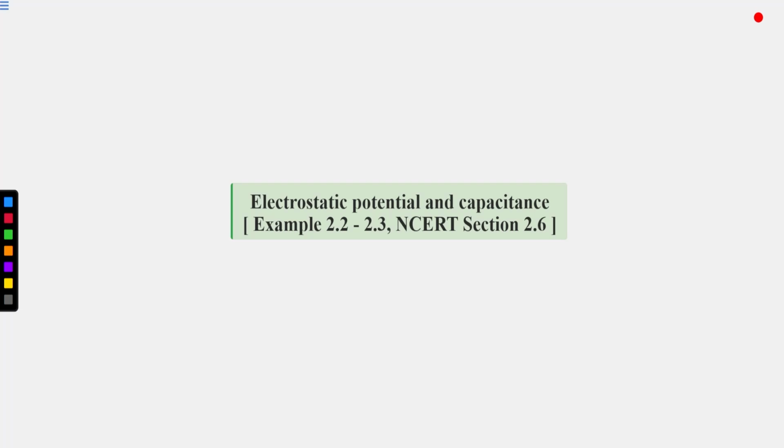Today's topic is electrostatic potential and capacitance, examples 2.2 and 2.3, and NCERT section 2.6, that is equipotential surfaces. So let's begin.